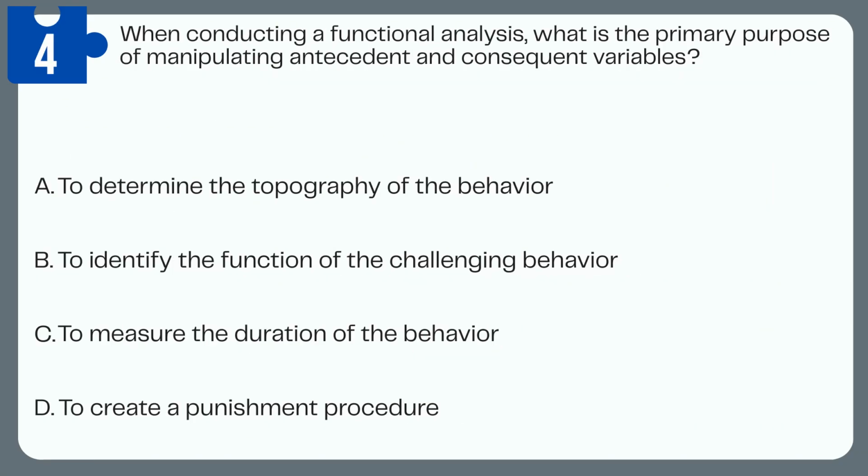Question 4. When conducting a functional analysis, what is the primary purpose of manipulating antecedent and consequent variables? A. To determine the topography of the behavior. B. To identify the function of the challenging behavior. C. To measure the duration of the behavior. D. To create a punishment procedure.